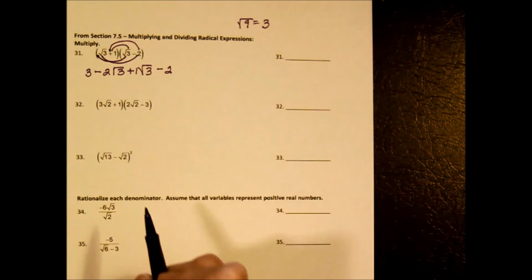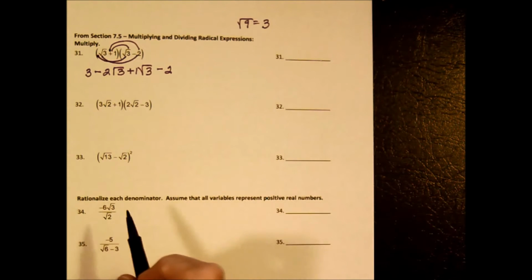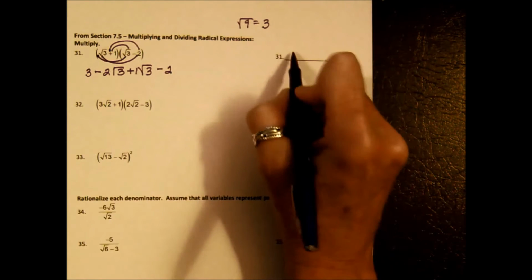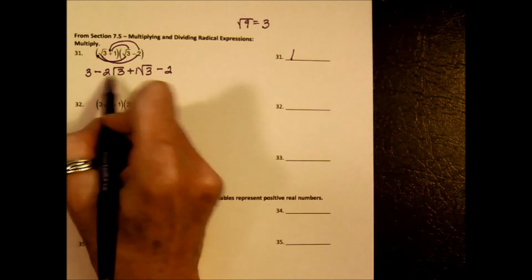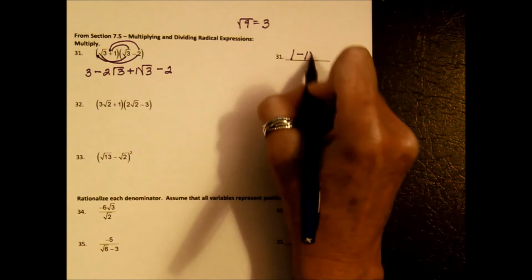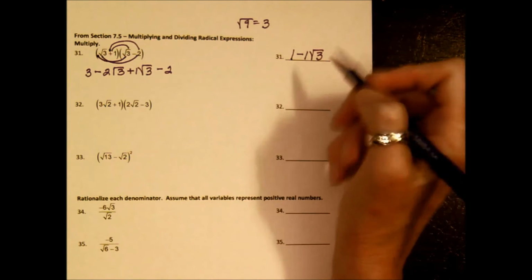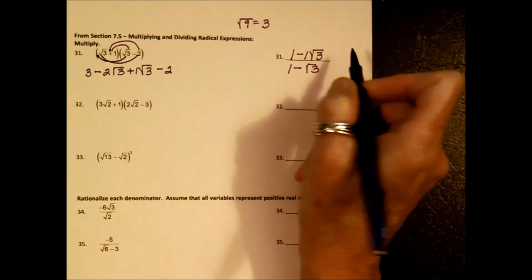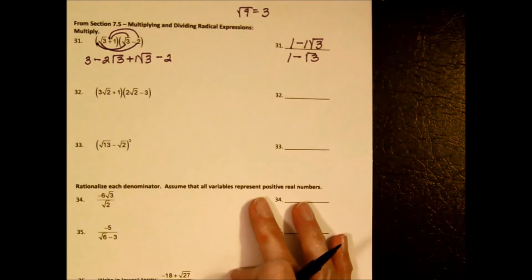Now we need to combine like terms. So 3 minus 2 is 1. Negative 2, positive 1 is minus 1, radical 3. And it's not necessary to show that second one. It could just be this, whichever you prefer. Very necessary to show the first one.